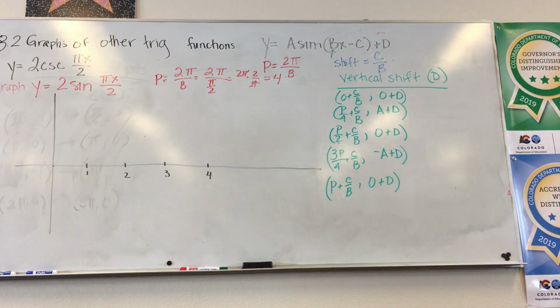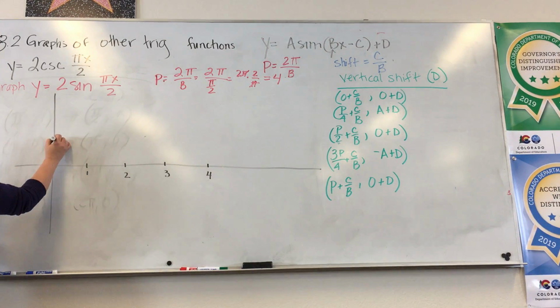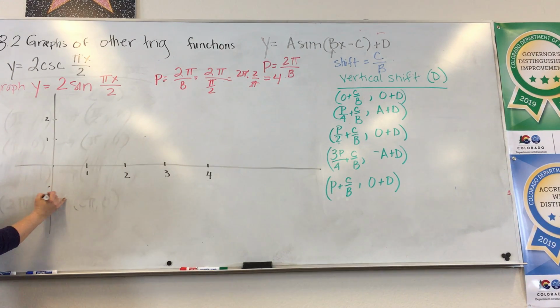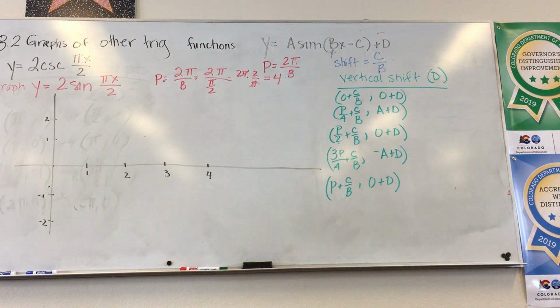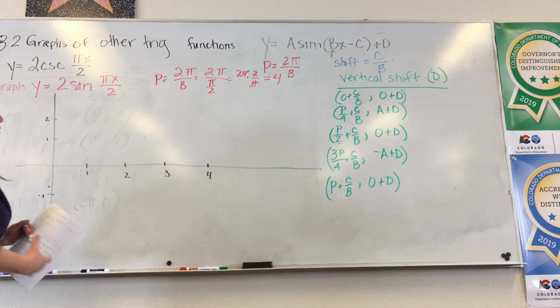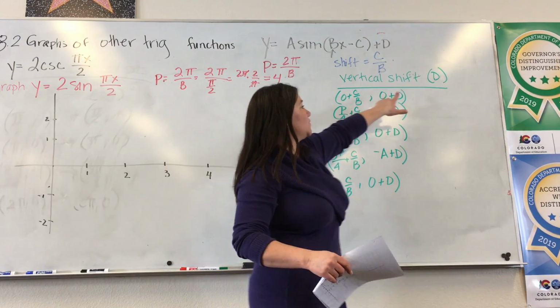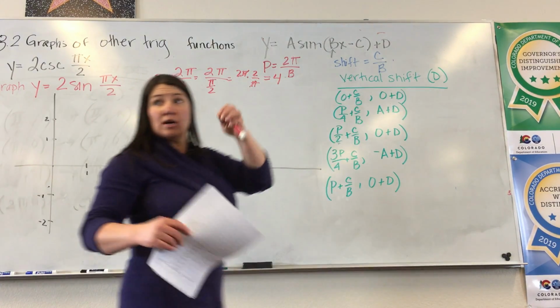My amplitude is 2, so I know I need to go up at least 2 and down 2. I don't have a phase shift or a vertical shift in this one, so I can just ignore that part. So what are my points? Well, I don't have a phase shift or a d value, so 0, 0 is on my graph.